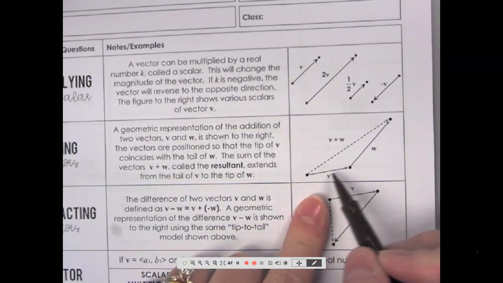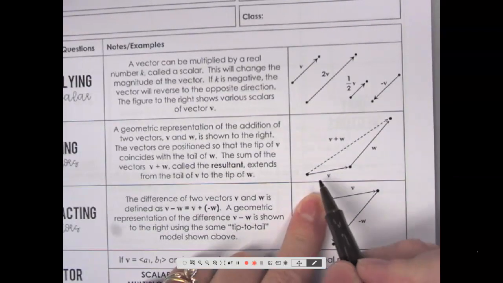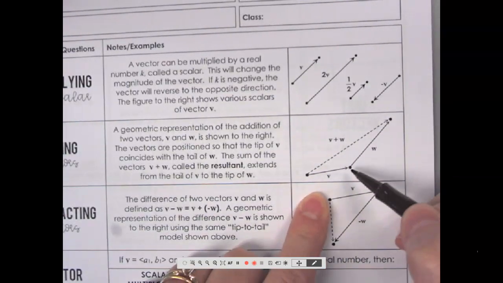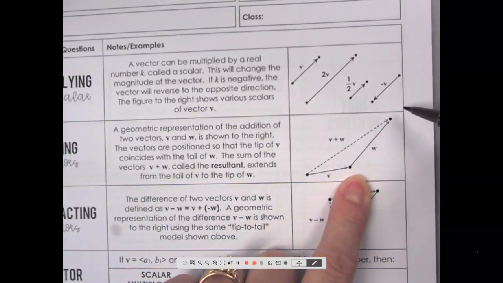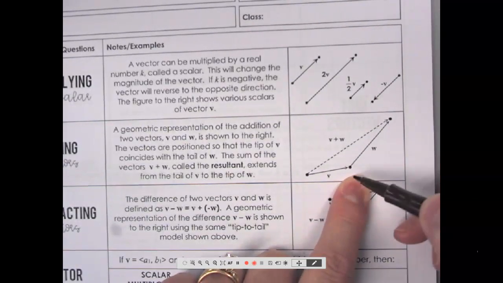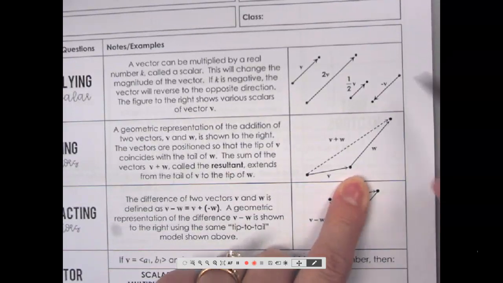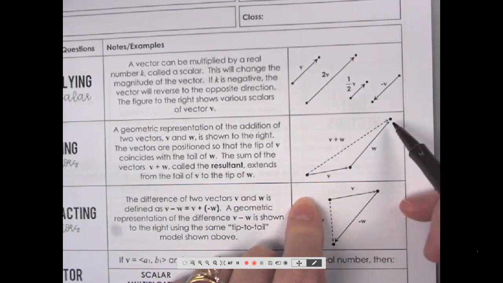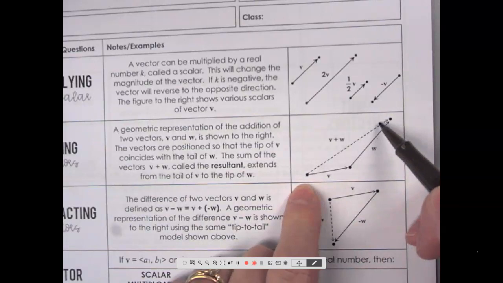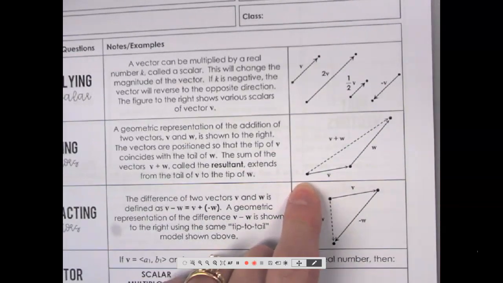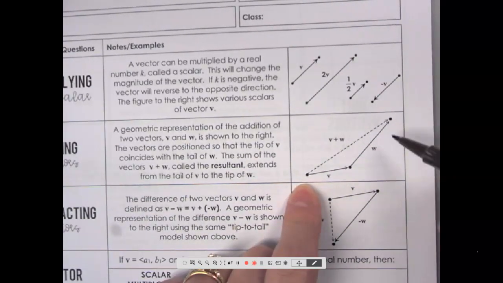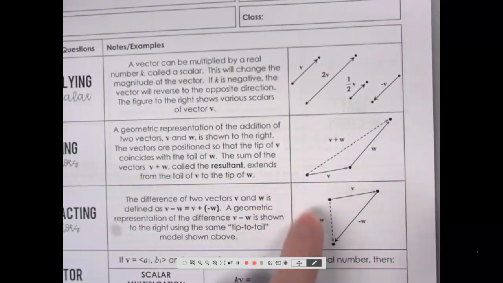Okay, so geometrically, if I add v plus w, I graph v. Where v ends is where I pick up with w, and I sketch it at the proper angle and get the correct magnitude. And then if I connect where this ends and this one started, that vector represents the sum of them. So in all cases, you're just forming a triangle.